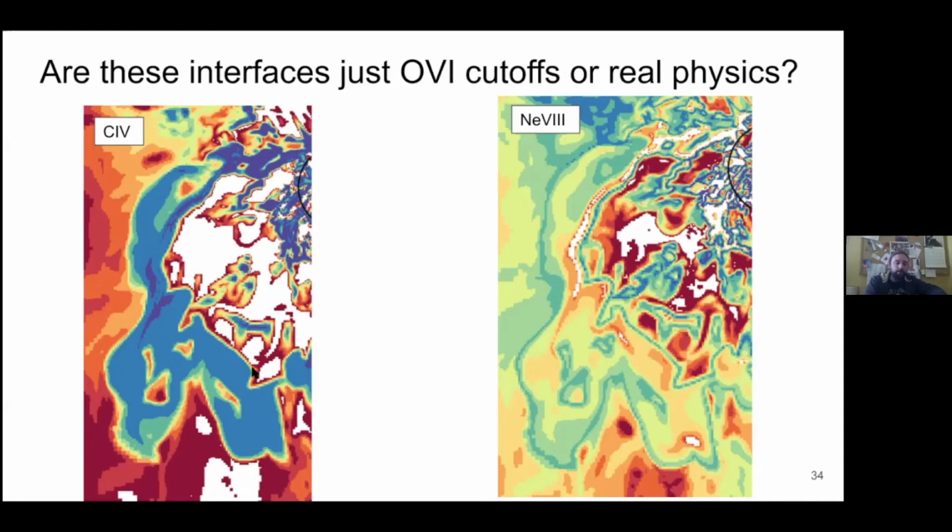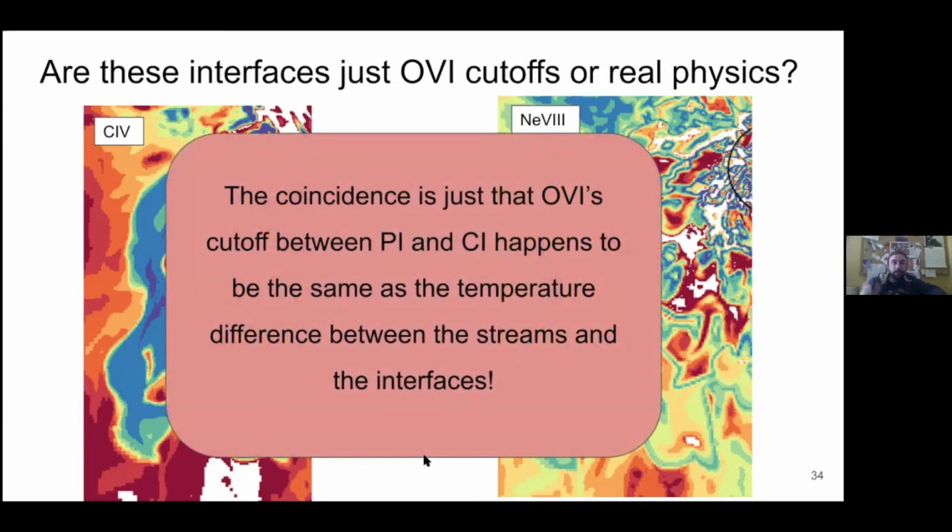And you see that this blue stream is highlighted by this nice yellow outline. That's showing you this third phase of the CGM, which is the interface. So there is a coincidence here. That coincidence was for oxygen 6. That oxygen 6 cutoff between PI and CI, which we found with totally different methods that have nothing to do with the simulation, happens to be the same as the temperature difference between the streams and the interfaces. So that might be simulation dependent. I can't tell you for sure that with the actual state of these streams in the real universe, the oxygen 6 cutoff is right in between those. But I think that is a possibility, and that could explain some of the things that we see.